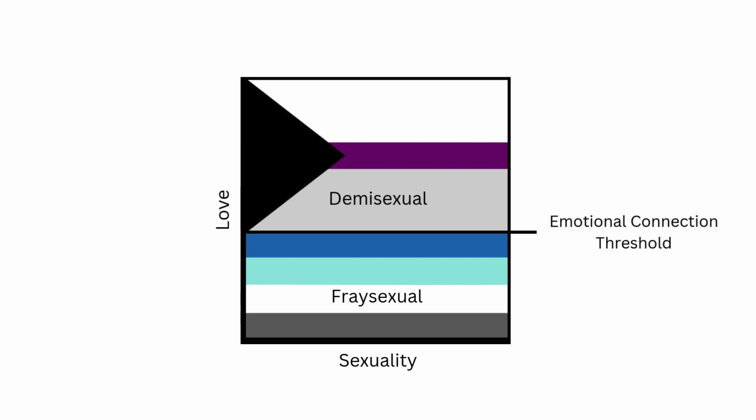Demisexuality goes above this threshold, and fraysexuality goes below it. Earlier, I defined love as caring and connection. Since I believe the two to usually go hand in hand, our emotional connection threshold maps very neatly to the love dimension of the spectrum. Note that demisexuality definitionally involves both sexuality and connection/love. This means that demisexuality is inherently part of the romance spectrum due to the way it's been defined here.